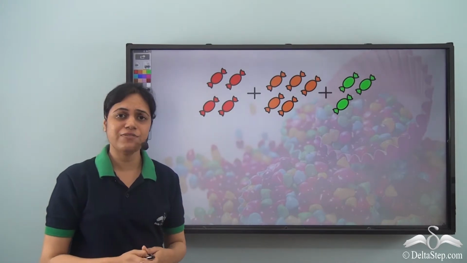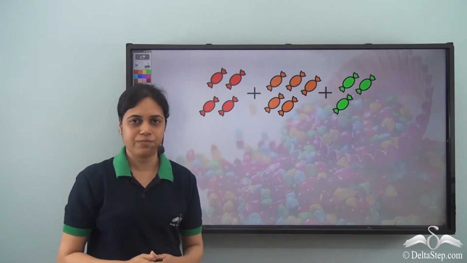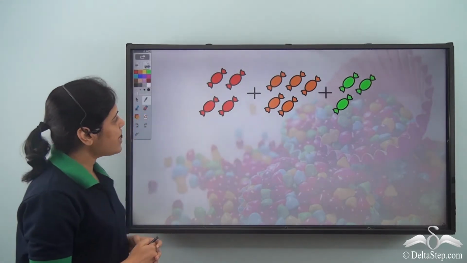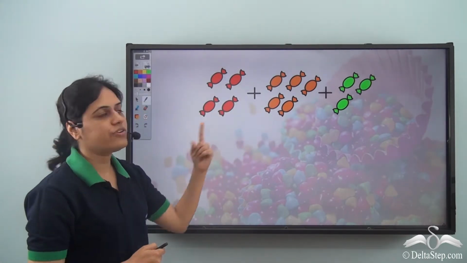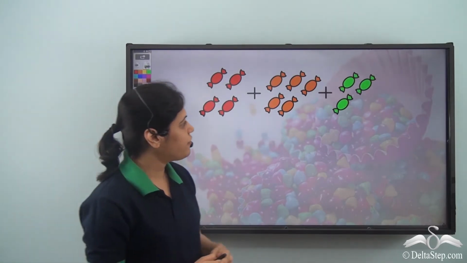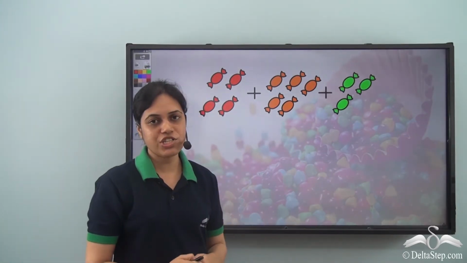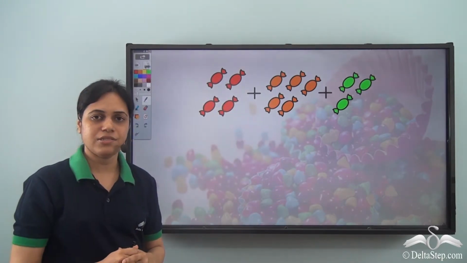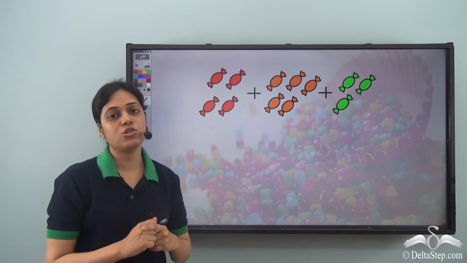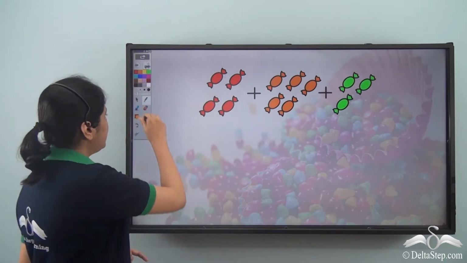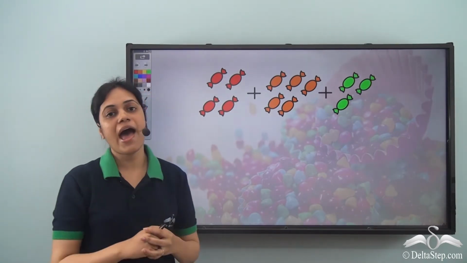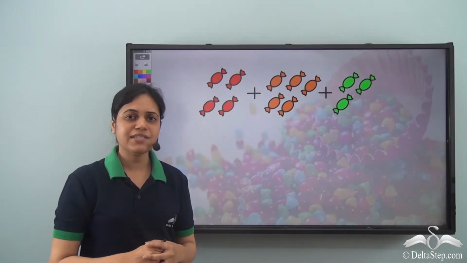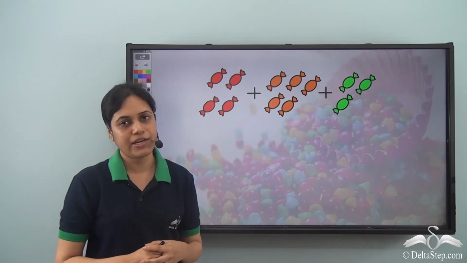Now some of Rohan's friends got candies for him. So let us see how many candies are here. One friend got 4 red candies, the other friend got 5 orange candies, and the third friend got 3 green candies. So how many candies does Rohan have now? Let's bring together, or add, all the candies.